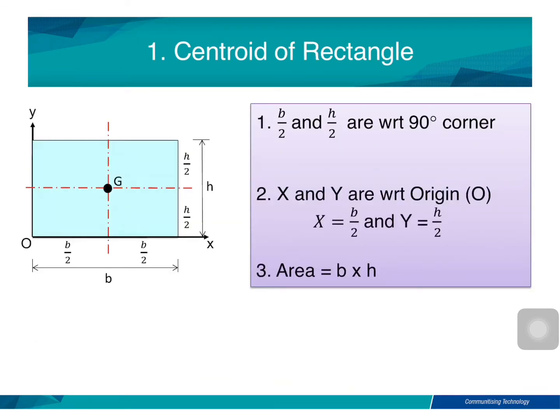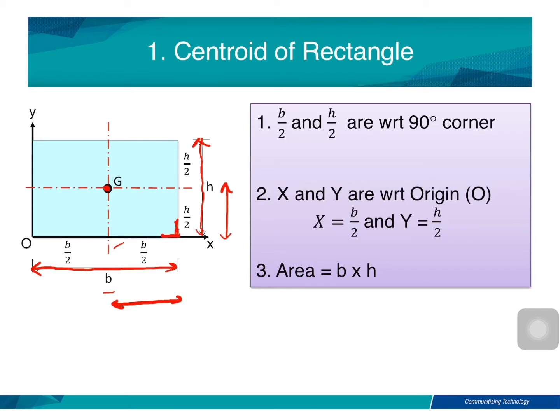Now we want to determine number 1, the centroid of a rectangle. You can refer to this rectangle. This rectangle has B for the base and H for the height. So how do we locate the center of the rectangle? Number 1, the center of the rectangle is B over 2 and H over 2 with respect to the 90-degree corner. So let's say this is the 90-degree corner. The location of the centroid is B over 2 from this corner, and then H over 2 also from this corner. So this is the centroid.